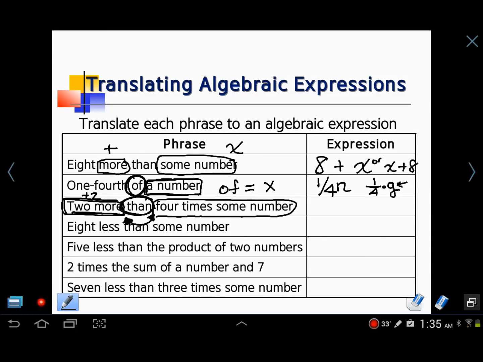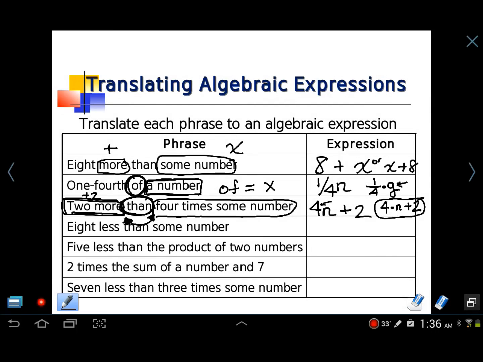So 4 times some number, I'm going to do 4n, and then it says 2 more, so I'm going to do plus 2. 2 more than 4 times some number. There you have it. I don't feel like you have to write a number next to a letter. If you want to write 4 times n like that, go ahead. There's nothing wrong with that. Like I said, though, avoid using the x for multiplication.